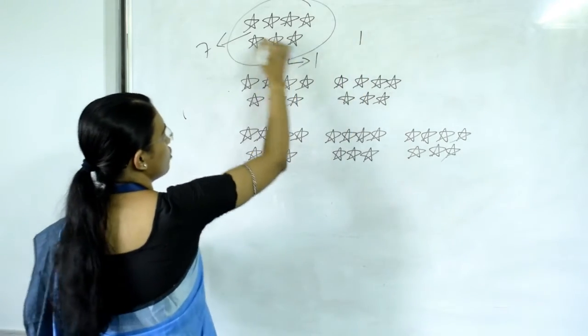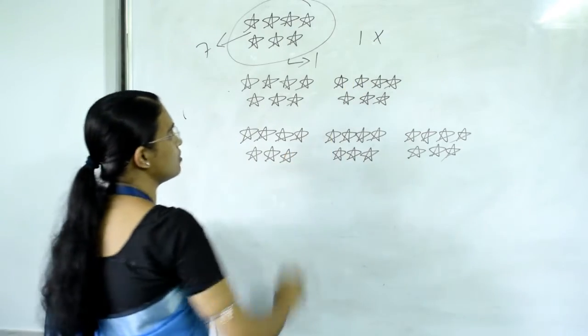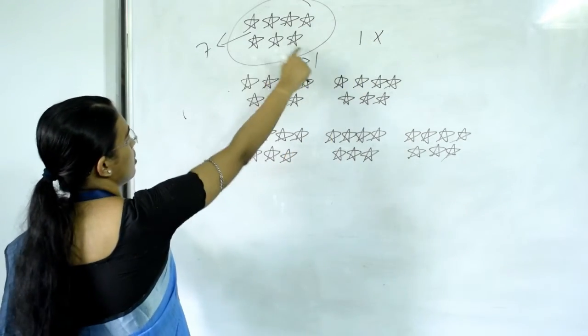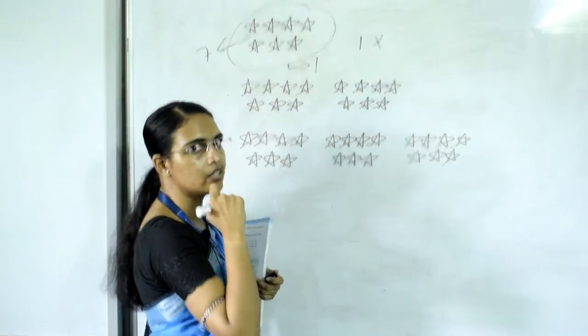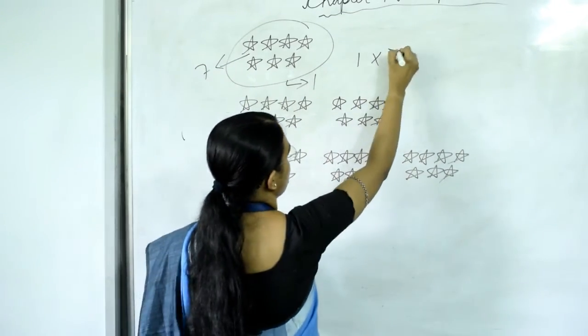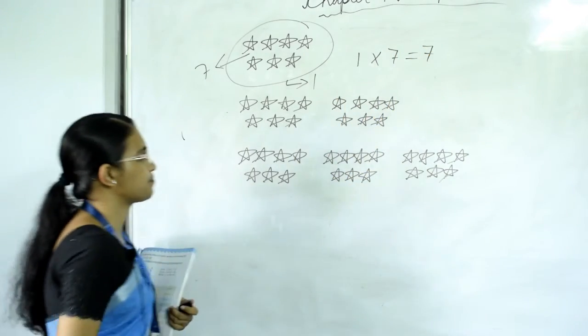For one group, write 1, then put this multiplication sign, then the stars. In one group we have how many stars? 7 stars, because we are doing the table of 7. Okay, so write here 7. So 1 into 7 equals 7.